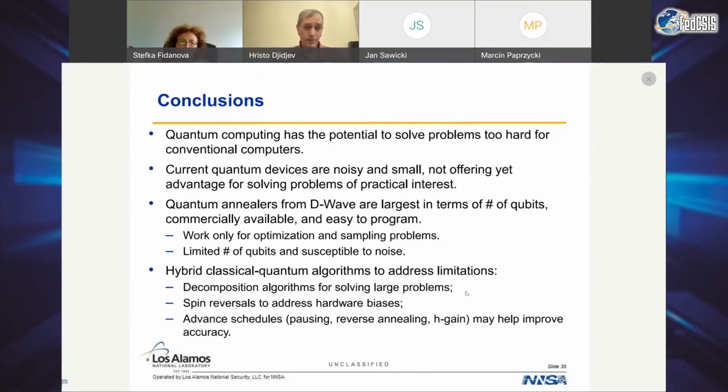One can handle those limitations by designing hybrid classical-quantum algorithms. We show here how we can do decomposition algorithms for solving larger problems. You can use spin reversal transform, or use some advanced schedules. Okay, next slide, please.